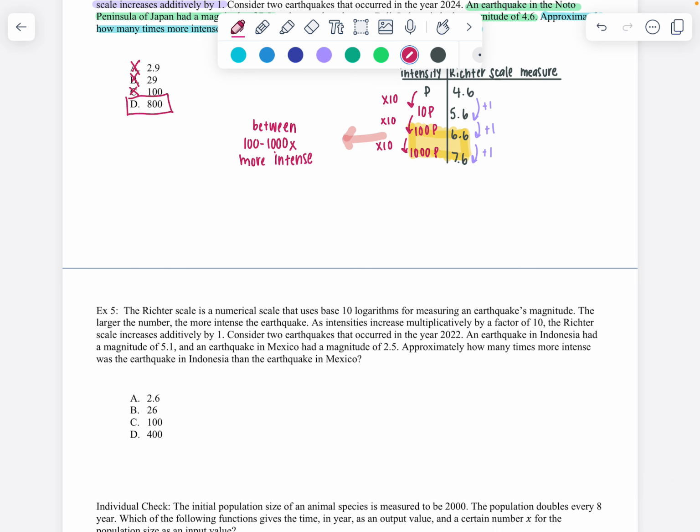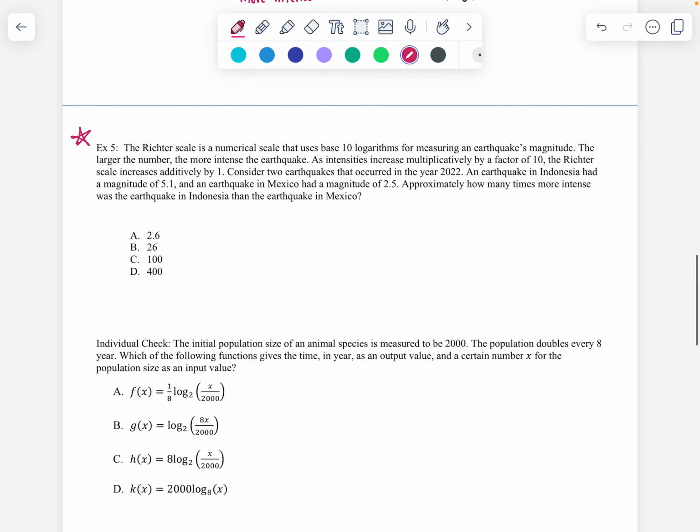All right, you are now going to use your steps that you just learned at example 4 to complete example 5, showing work, and example individual check, showing work. These will be questions that I check your understanding on when you turn it in.